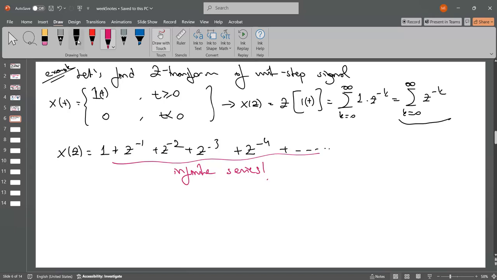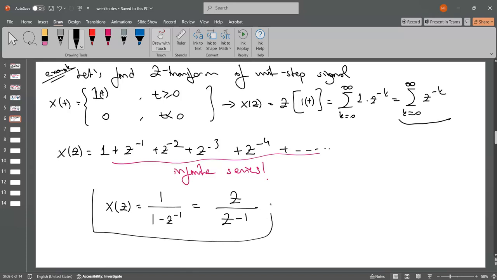In the infinite series, we have the general solution for this kind of signals, which is equal to X(z) = 1 divided by 1 minus z to the power of minus 1, which is equal to z divided by z minus 1. This is approaching this value as k or n goes to infinity. This is the solution of the infinite series.